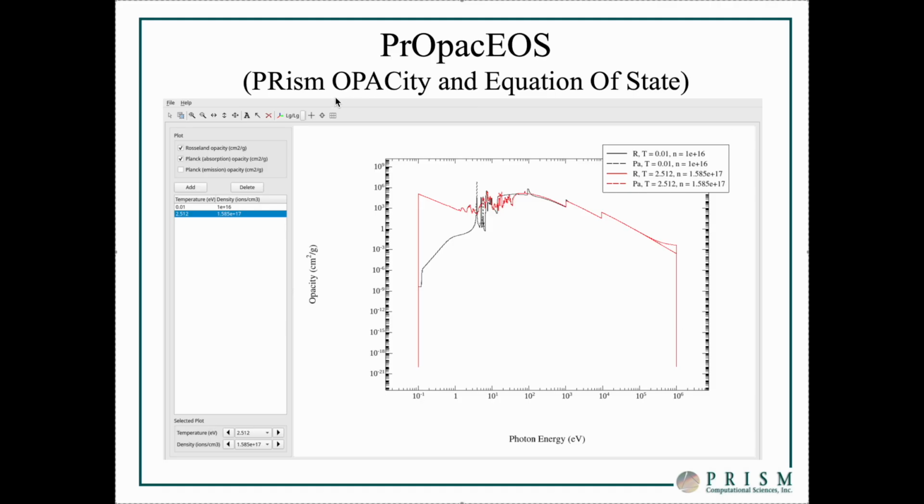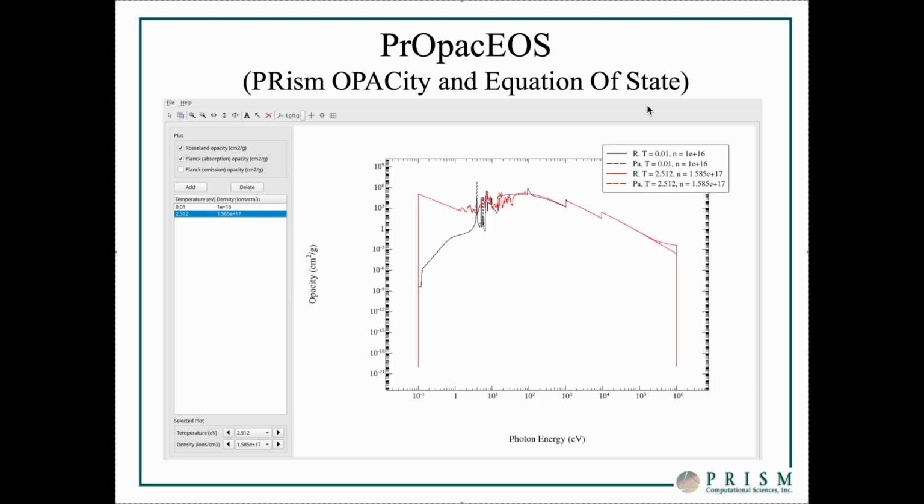Propaceos, short for Prism, Opacity, and EOS, is Prism's application for generating equation of state and opacity tables for use by radiation-hydrodynamics codes like Helios and Flash, and also by spectroscopic codes like Spec3D. Prism codes are distributed with a set of pre-made Propaceos tables for a variety of elements and mixtures. But with the Propaceos application, you can create your own tables with customized parameter spaces and photon energy binning.